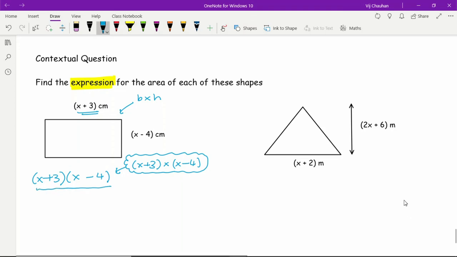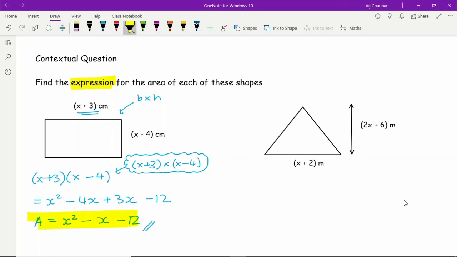So from that, what we now need to do is use the grid or the loop method to expand this out, in which if we expand it out correctly we get x squared minus 4x plus 3x minus 12, and collecting the like terms we get x squared, so the area is going to be equal to x squared minus 1x, or just x, minus 12, and that there is your final answer.